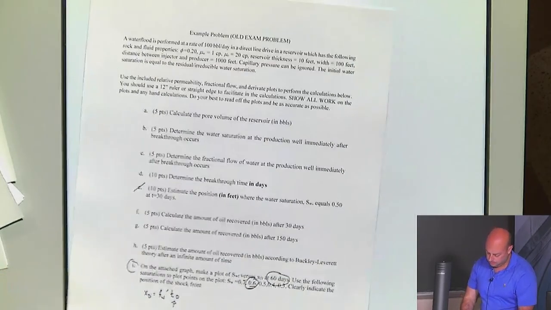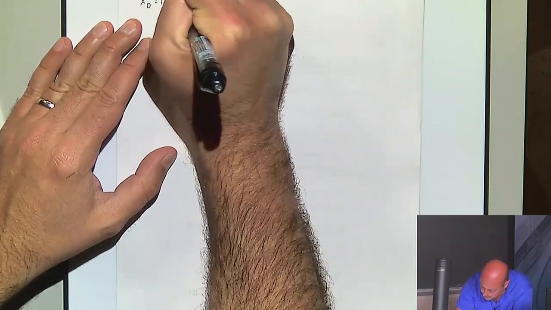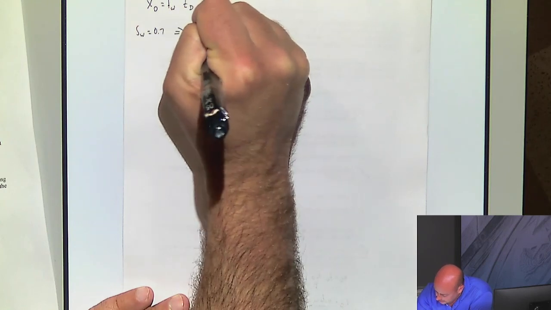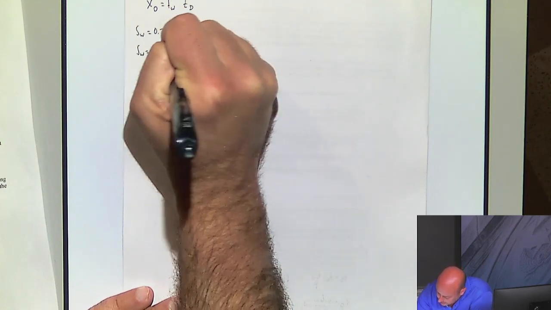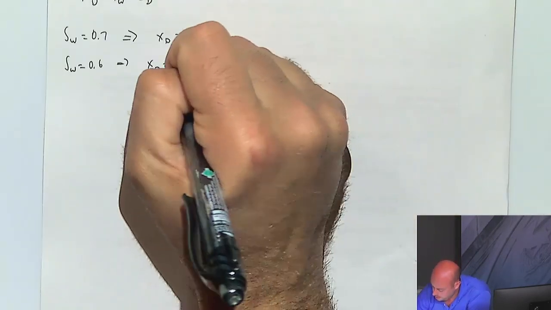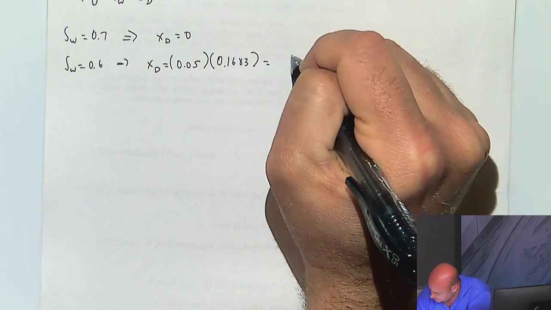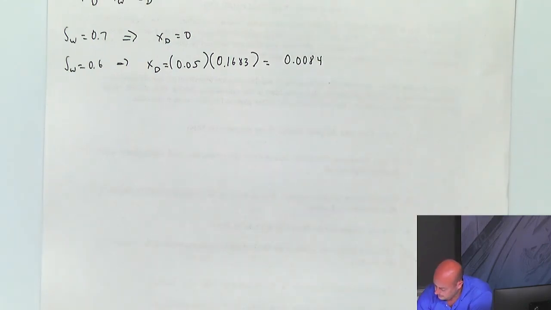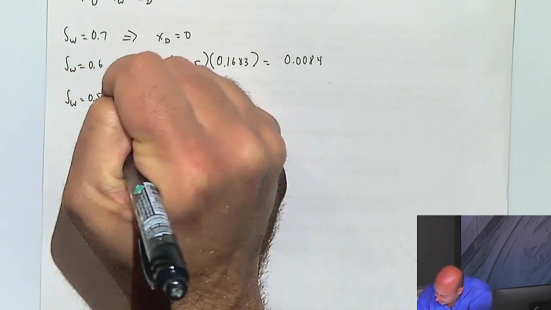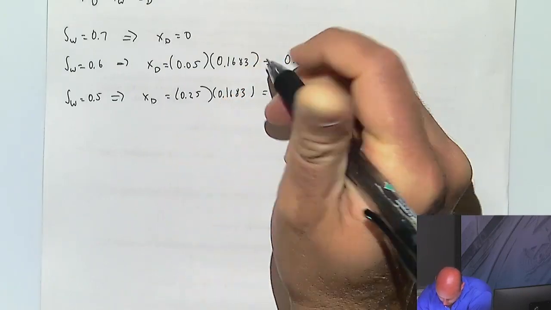So now I can do those calculations. XD is equal to FW prime times TD. If SW is equal to 0.7, we already knew that XD is equal to 0. If SW is equal to 0.6, then XD is equal to FW prime, which we said, our best estimate from the plot, was about 0.05. We multiply that by TD, which is 0.1683, and we get a dimensionless distance of 0.0084. SW is 0.5, XD is 0.25 times 0.1683, which is 0.042.